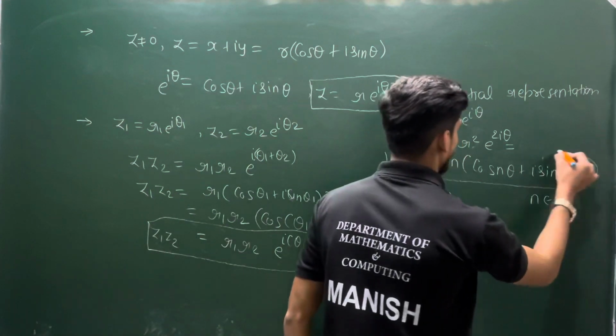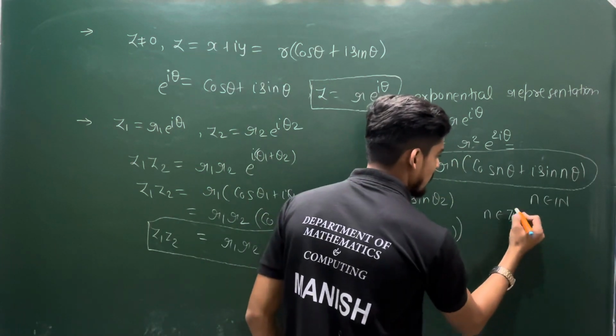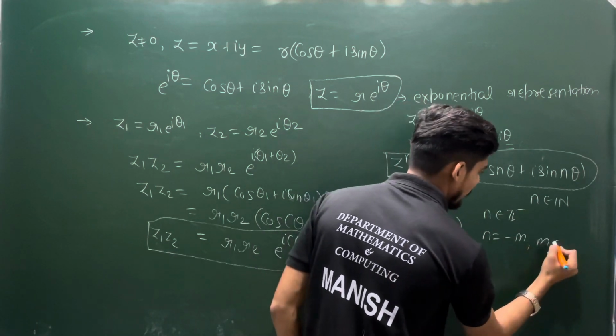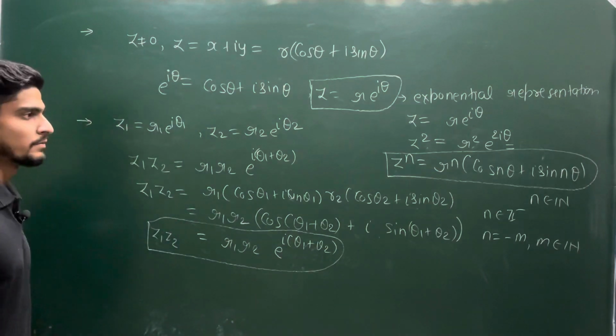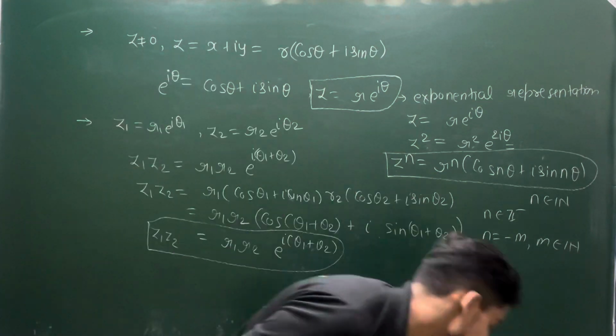For negative integers, if your n is a negative integer, you just set n to be minus m, then your m will be a positive integer. Then you use the same formula. Or let me give you another way.